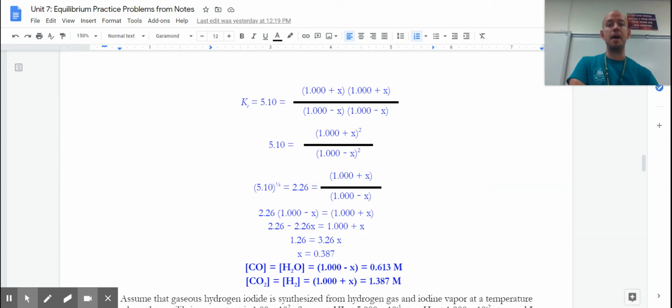The value with the RICE table let us know, first of all, what is being made and what is being consumed, but then what's important is sometimes after all of this math, we think that X is a final answer. Remember that we have to subtract on our reactants and add on our products that amount to know what our final molarities are.